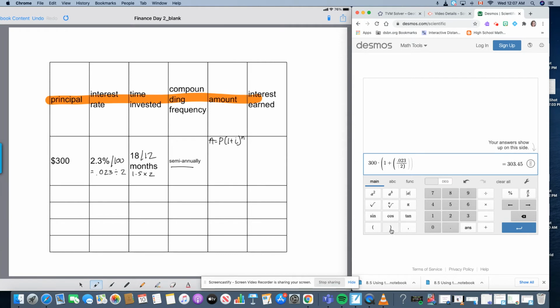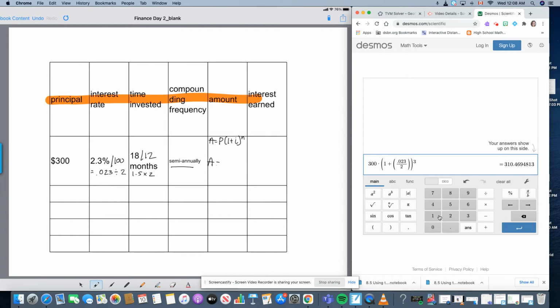The nice thing about Desmos is that it already anticipates what brackets you want. You can see it already anticipates that you need these brackets here. This is that first bracket, this is that second bracket, and we are raising this to that nth power. We know 1.5 times 2 is going to be 3, but if you didn't know, you can put that in brackets as well. This is already going to be raised to that power, and so we have our answer over here.